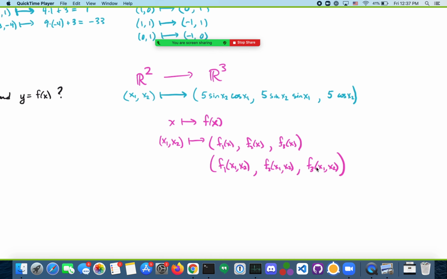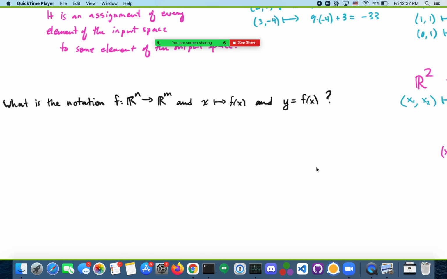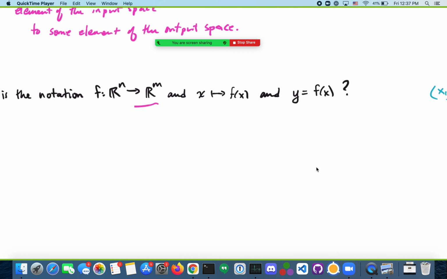So the idea in this notation is that if we're mapping from R2, so n is 2, to R3, then x really has 2 components and f of x really has 3 components. I'll write down that word, component, or coordinate. These are the same word. They just mean a piece, one of the numbers.